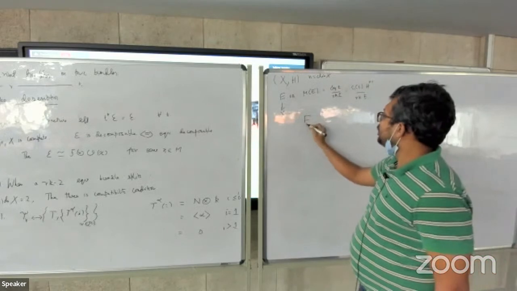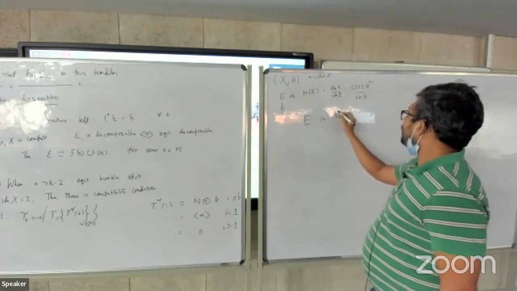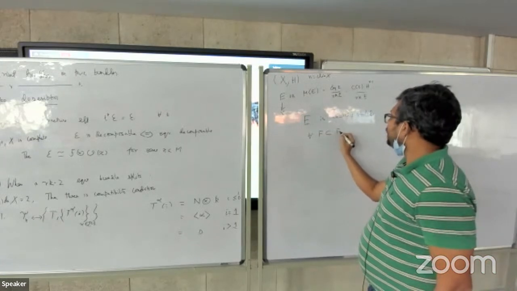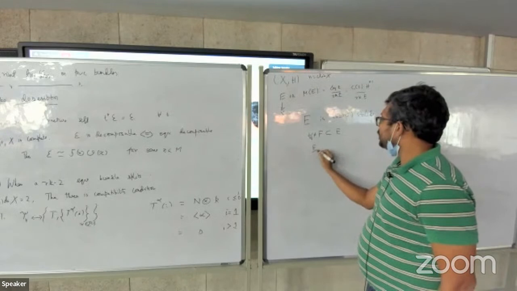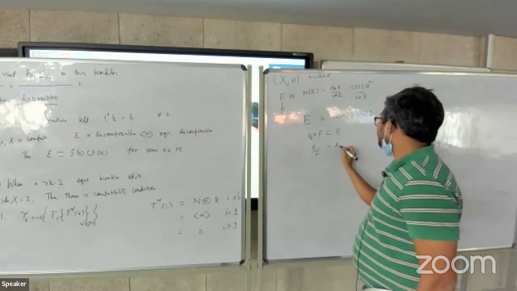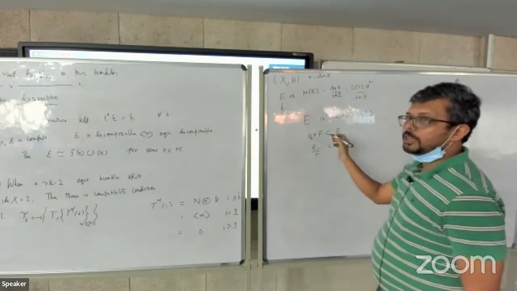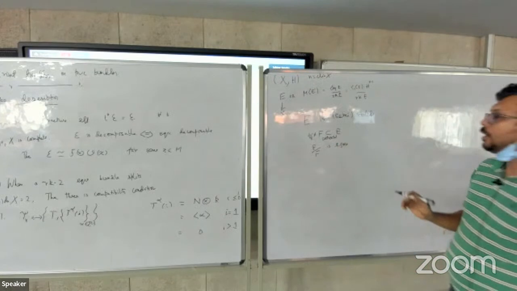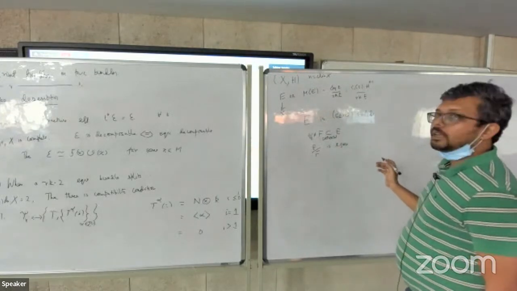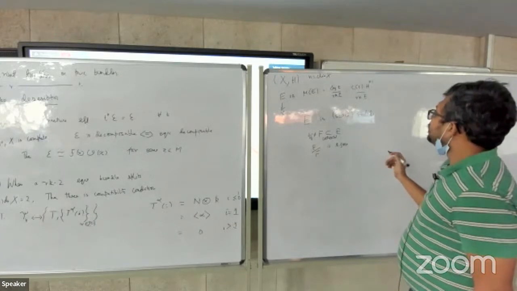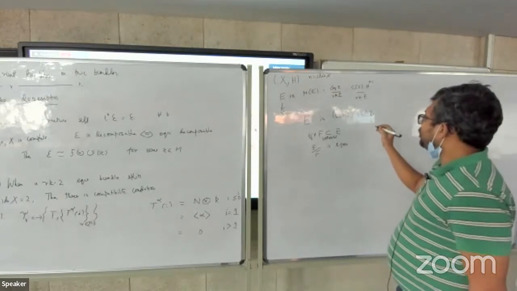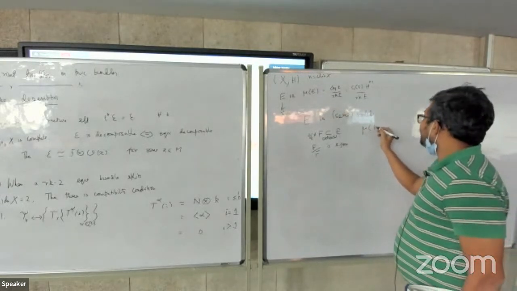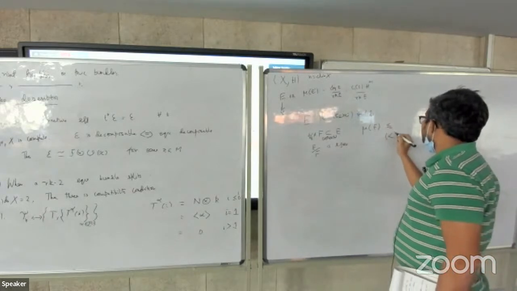Now you say E is semi-stable or stable if for every saturated subsheaf F of E, and you can assume that E mod F is torsion free, that means F is saturated, mu of F is less than or equal to mu of E. This definition was given in Langton's paper, I think for the first time, where he proved the boundedness.